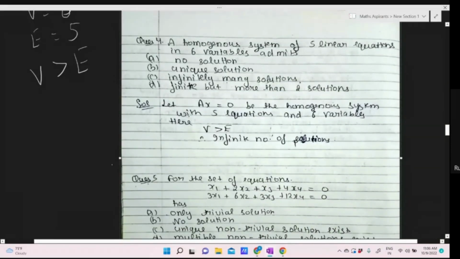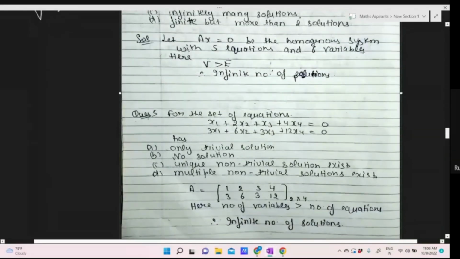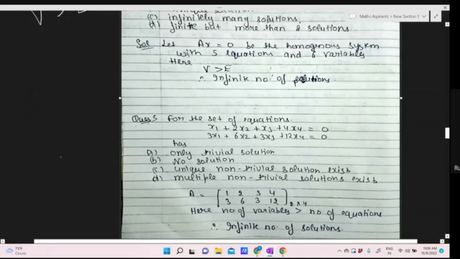Now take another example, the set of equations x1 plus 2x2 plus x3 plus x4 is equal to 0, 3x1 plus 6x2 plus 3x3 plus 12x4 is equal to 0. Now we will have to find whether this system will have a unique solution, no solution, unique non-trivial solution, or multiple non-trivial solutions. Here you can easily see that the number of equations is 2 and the number of variables is 4. That is, the number of equations is less than the number of variables.